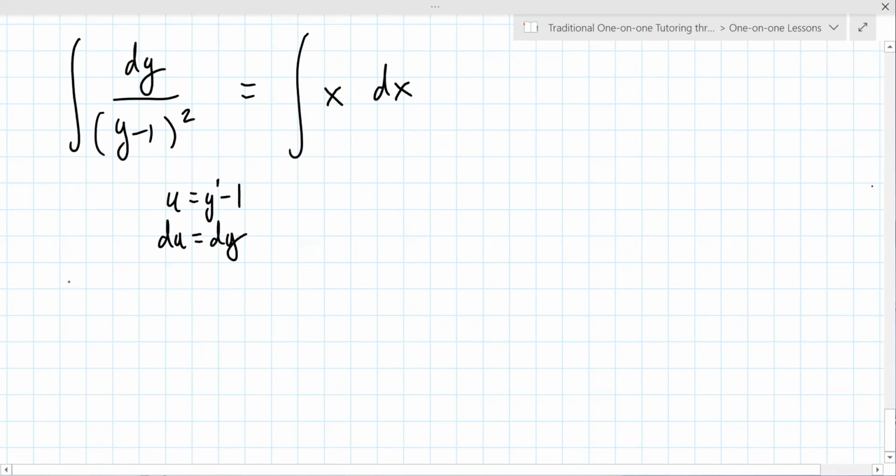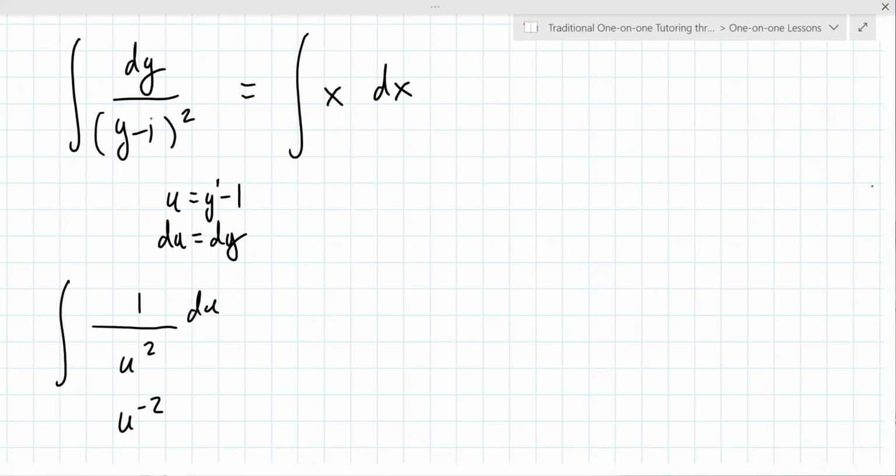So this becomes 1 over u squared, and then instead of dy, you write du. And this is u to the minus 2. It looks more complicated than it actually is, and that's the challenge at this part of the course: do you see it or not? You can make a u substitution, but you actually don't need to. You'll eventually be able to do this without that. But if you need to, do it. Write out the u and take the derivative and back substitute.